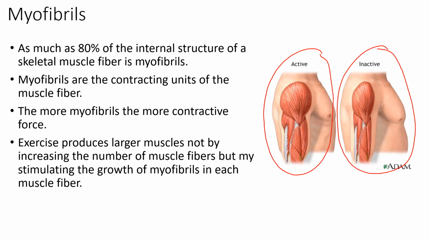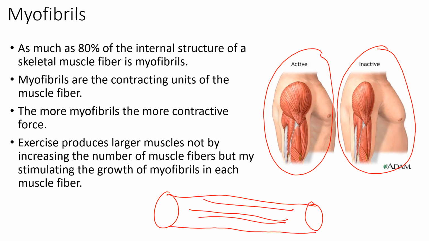So again, if we have our muscle fiber, this is going to be that rod, the myofibrils will be the things in between here that are going to be the contracting units. There's going to be more of those in each muscle fiber in this person than you would have in an inactive person.